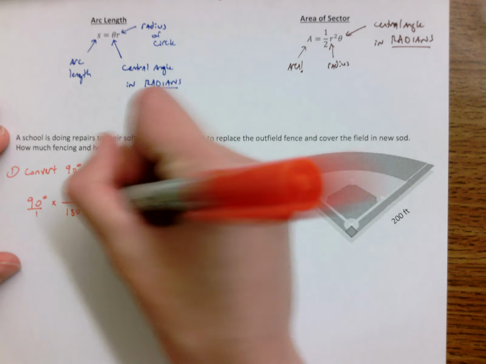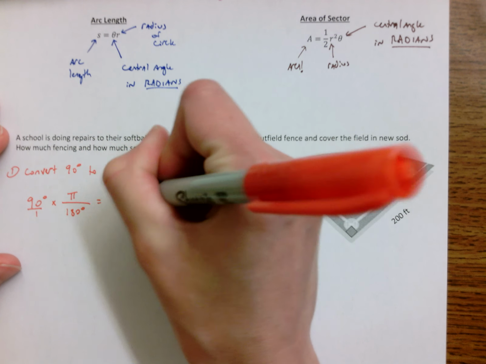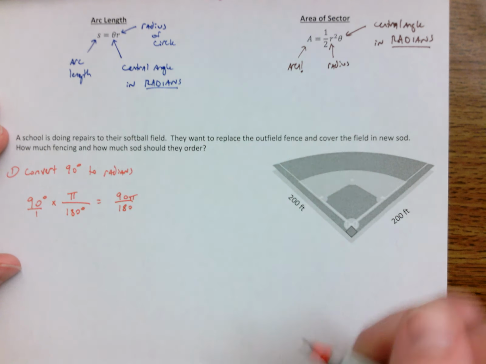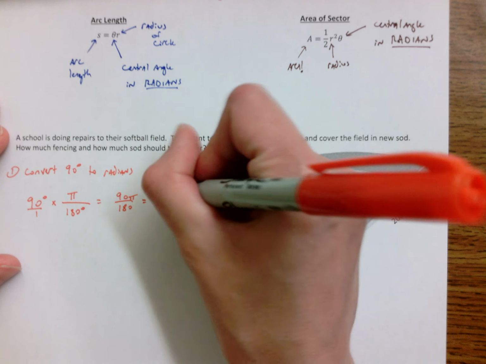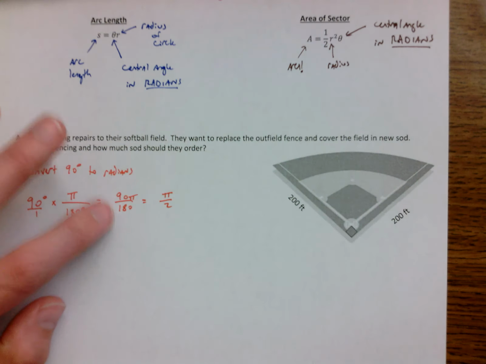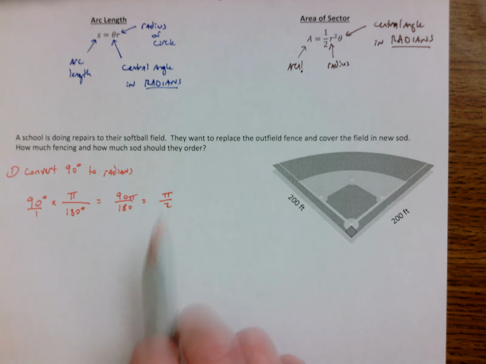All right, I'm going to multiply straight across, so that's going to give me 90 pi over 180, and then simplify that like a fraction. That's going to simplify to 1 pi over 2. That's right, 90 and 180 simplify to a half. You can put the 1 at the top if you want to, but you don't have to.